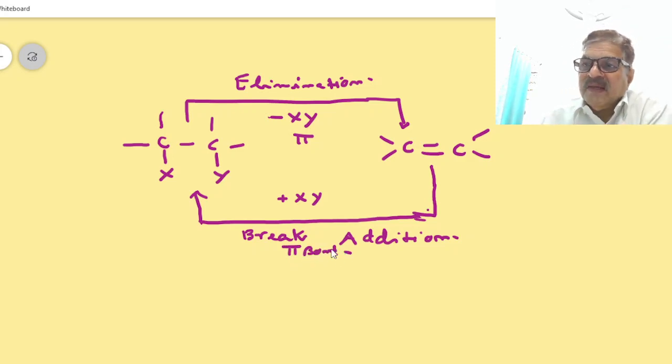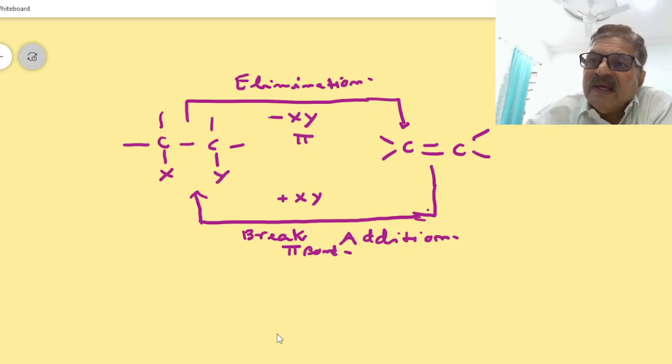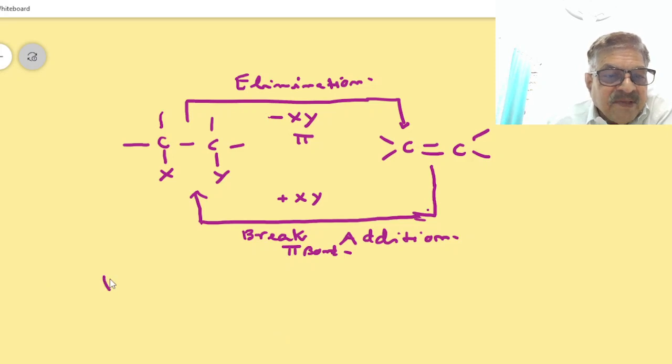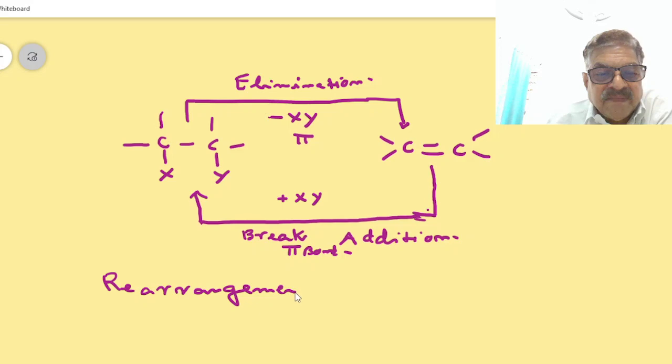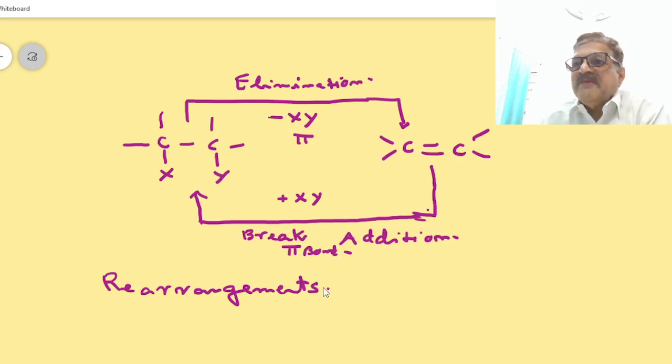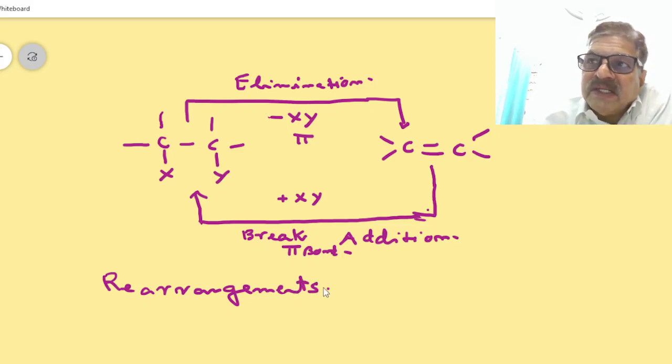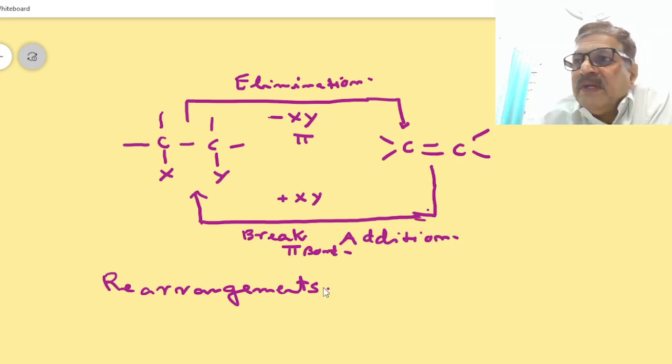Okay, so we have covered substitution, addition, elimination. Then another one is the rearrangement. The rearrangement reaction will be interesting, and we'll be learning it in detail later. Rearrangement reactions are a class of organic reactions where the carbon skeleton of a molecule is rearranged to give a structural isomer of the original molecule.